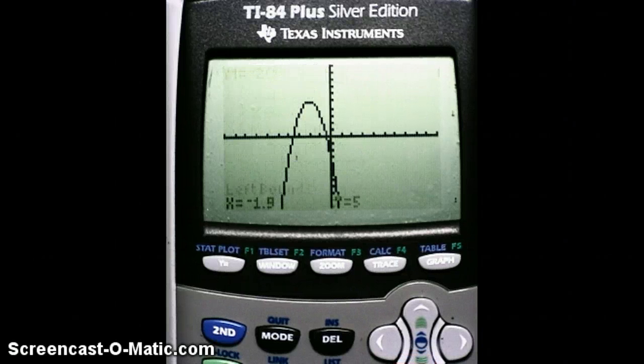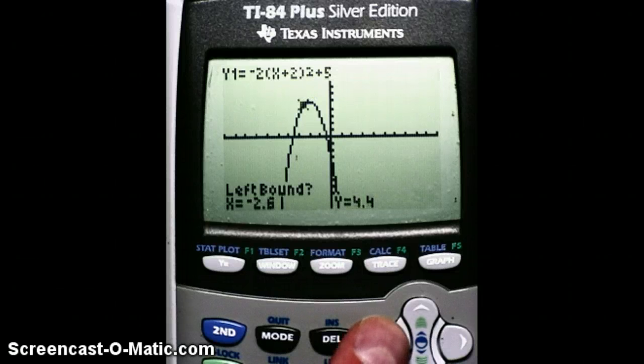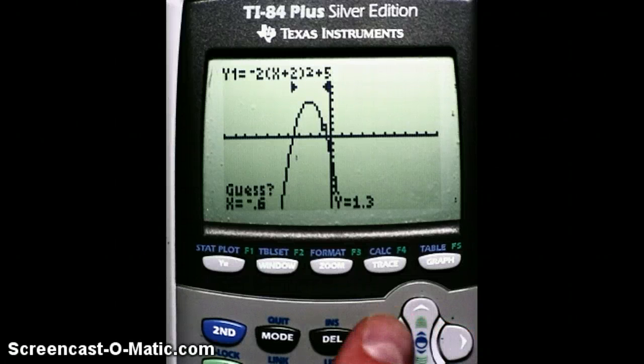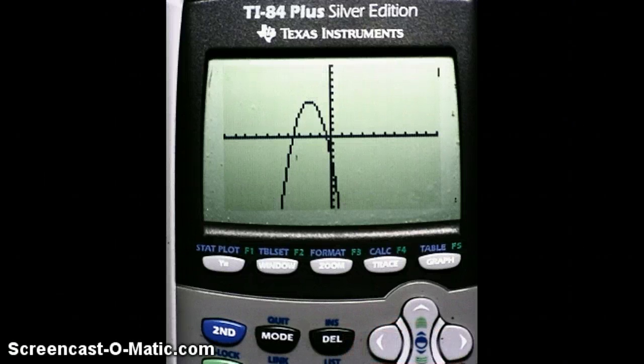I'm going to hit enter. It's going to ask me what is the left side of the region of the graph you want to look at? There is 1. I hit enter. I go over here to the right side. I hit enter. It says guess. It's giving me some work to do. I'll guess right there. Okay, how's that? And lo and behold, the calculator will figure out for me what is that maximum.